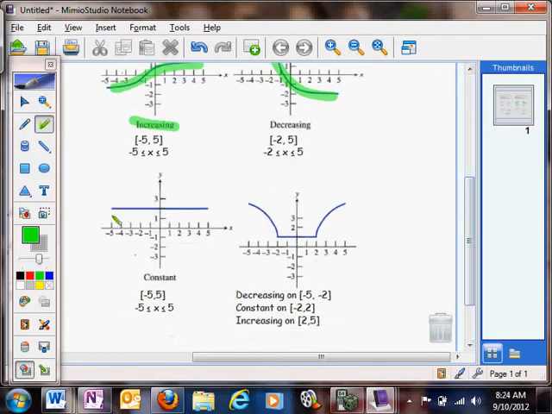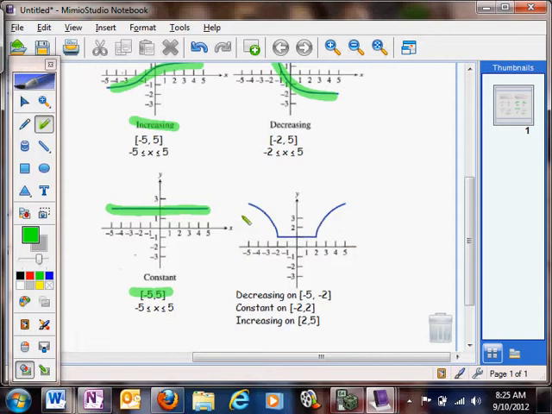On this example here, hopefully you can see this is constant. It is not changing. It is a horizontal line. It does not decrease. It does not increase. It is constant on the interval from -5 to 5. Some of you on your test did not do very well with this interval notation. You need to pay attention to that and get this interval notation down.